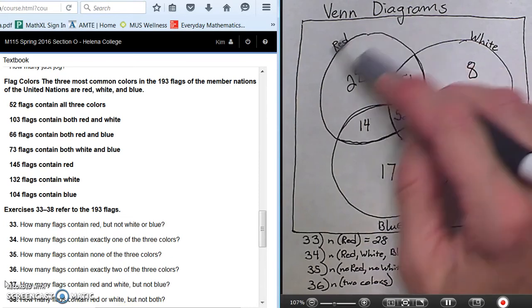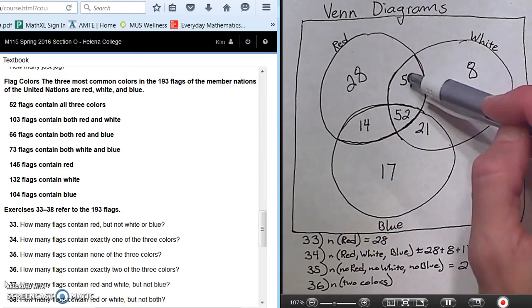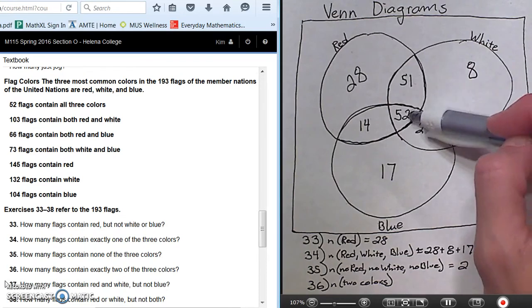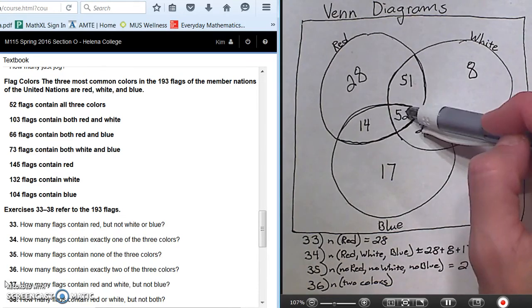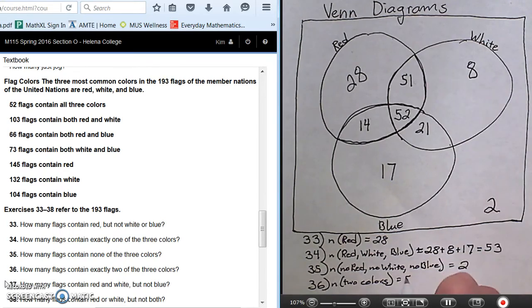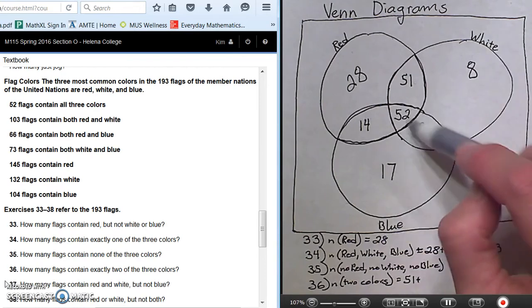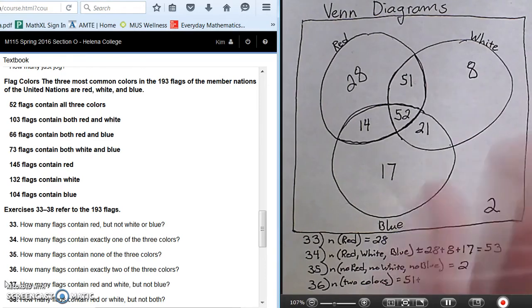So where red and white overlap, I have the numbers 51 and 52. I don't want to count the 52 because that would have all three colors. I only want the 51. Then I want white and blue, but not all three. I add on the 21, and I add on the 14. 51 plus 21 plus 14 is 86.